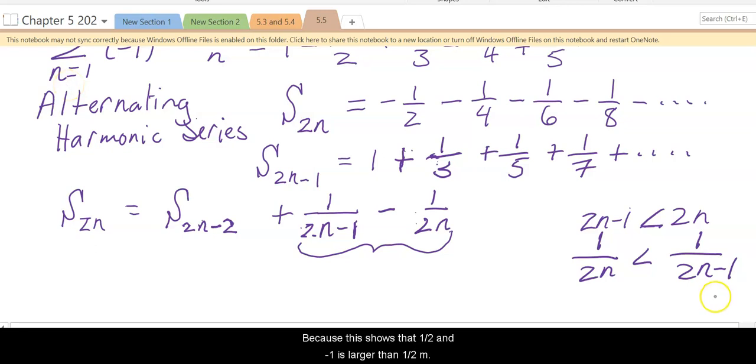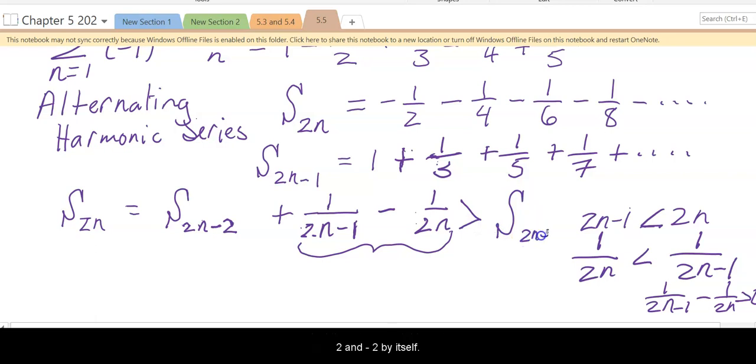Because this shows that 1 over 2n minus 1 is larger than 1 over 2n, that means that when I add these together, I am getting an ultimately positive value. That means that 1 over 2n minus 1 minus 1 over 2n must be greater than 0. And that means that this sum has to be greater than s sub 2n minus 2 by itself. If that's the case, then what does this let me write next?